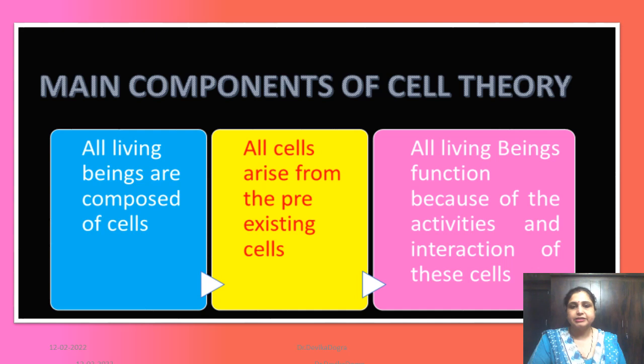However, this cell theory had some shortcomings, so it was further modified by Virchow in 1858. He stated omnis cellula e cellula, that is, new cells develop from pre-existing cells, and this statement is also known as the law of cell lineage.